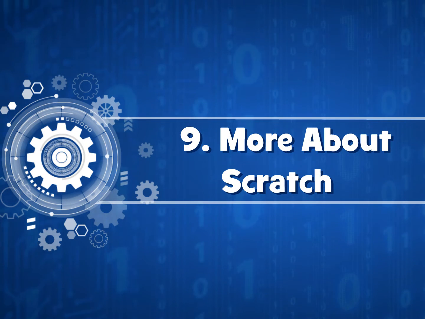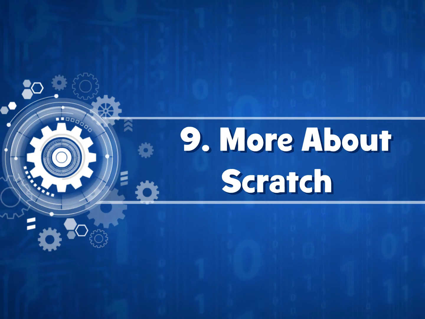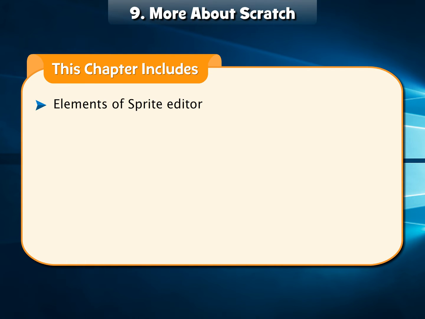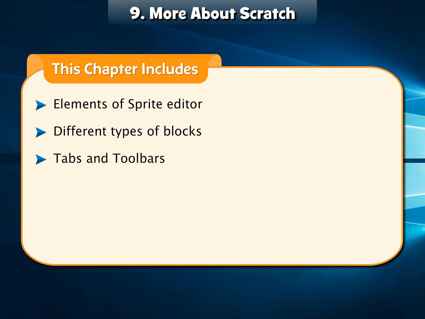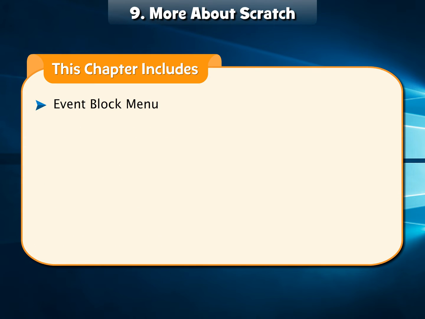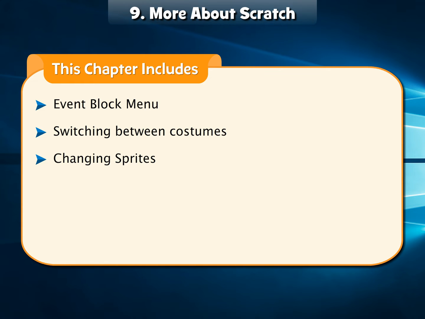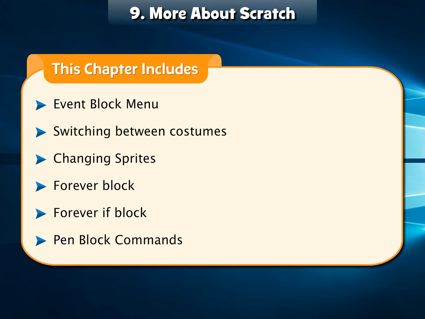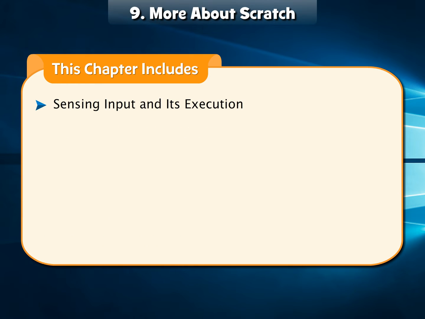Chapter 9. More about Scratch. This chapter includes elements of sprite editor, different types of blocks, tabs and toolbars, writing scripts, motion block menu, looks block menu, event block menu, switching between costumes, changing sprites, forever block, forever if block, pen block commands, sensing input and its execution, working with multiple sprites, project.